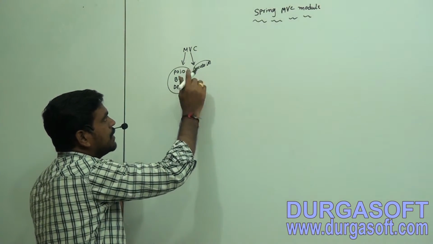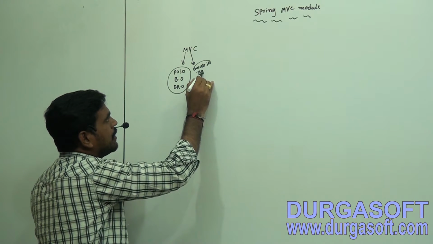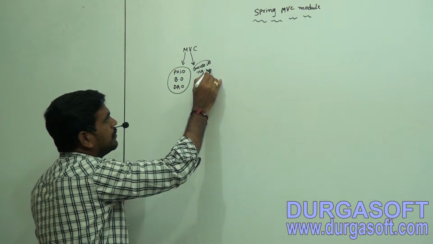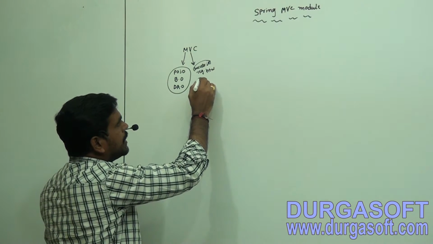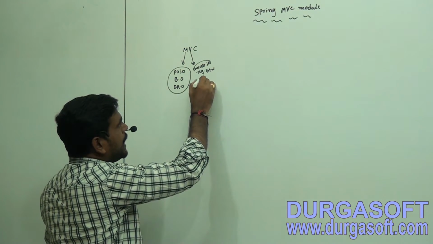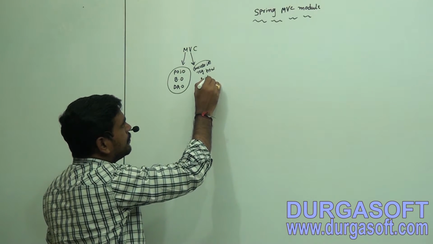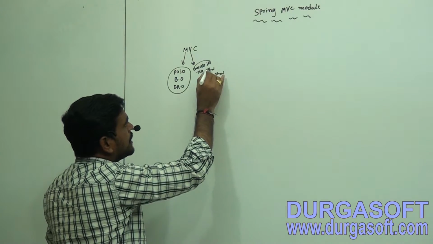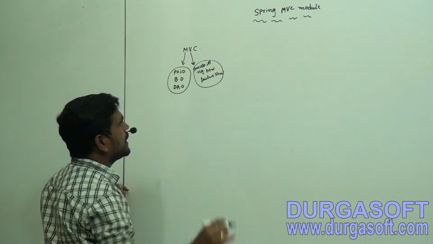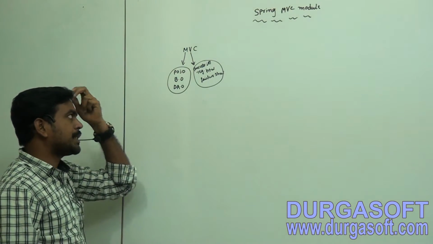The next, register.html comes under view pages. The next, failure.xhtml comes under view pages. All are view pages.